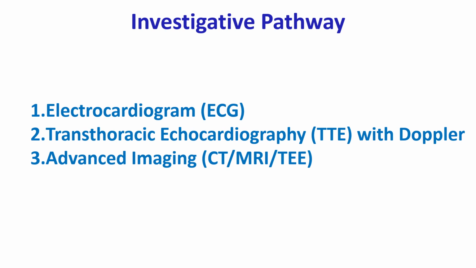ECG may show evidence of chamber enlargement like left ventricular hypertrophy or volume overload in PDA. Chest X-ray can identify pulmonary plethora or specific contours, for example prominent pulmonary artery. Transthoracic echocardiography with Doppler, the gold standard for initial evaluation. It confirms the presence of shunt, determines its direction, and assesses hemodynamic impact.